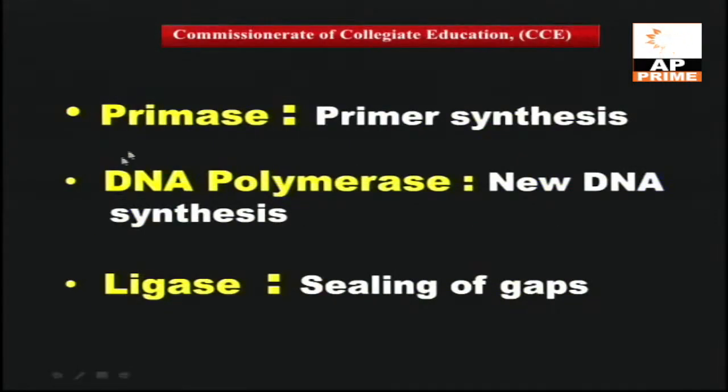Next one is the primase enzyme. This enzyme catalyzes the synthesis of a primer. This is very important in DNA replication. Primer serves as a starting point in DNA replication because the enzyme DNA polymerase, which catalyzes the synthesis of the new DNA strand, always requires a free 3' hydroxyl group to add new deoxyribonucleotides. So this is provided by the RNA strand primer. Primer is an RNA strand synthesized by the enzyme primase.